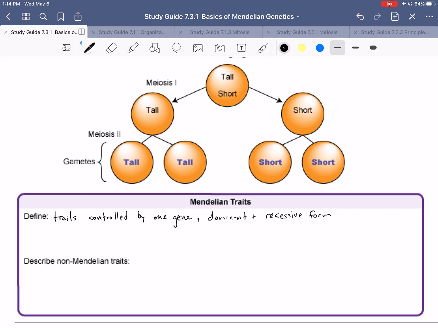All right, so let's go to page 15. Traits that do not follow Mendel's patterns are called non-Mendelian traits. Mendel's theories don't work for every trait. There are other traits called non-Mendelian traits that do not follow his patterns of heredity. Traits controlled by more than one gene, alleles that are not clearly dominant, and genes where there are more than 2 alleles, all lead to non-Mendelian patterns.